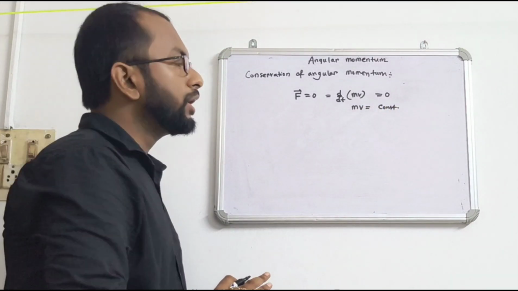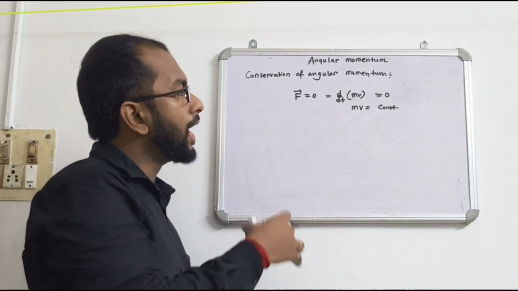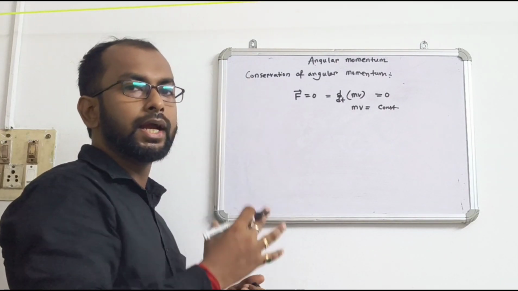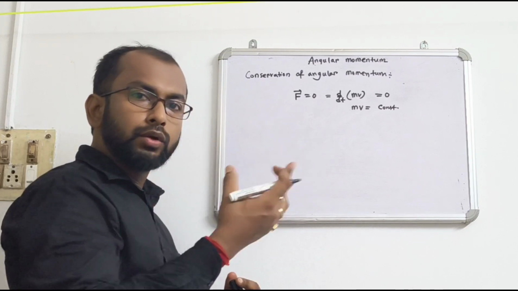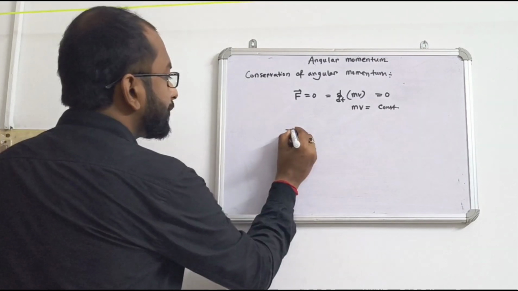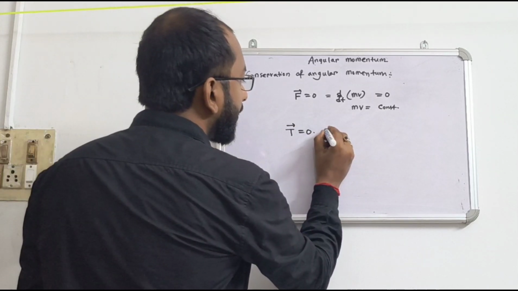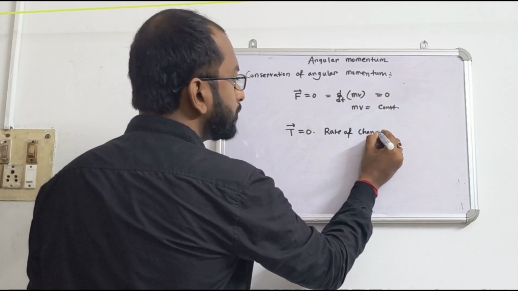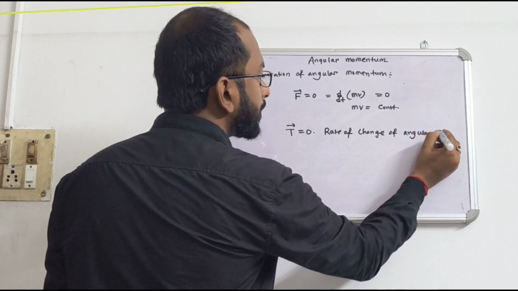Momentum will be constant. Now replace the term force in Newton's first law with torque and replace the momentum with the term angular momentum. So we can say that when no torque is applied, one rotating body will continue to rotate with the same angular velocity. That means if torque is 0, torque is basically the rate of change of angular momentum. Just like the force is the rate of change of momentum, the torque is the rate of change of angular momentum.